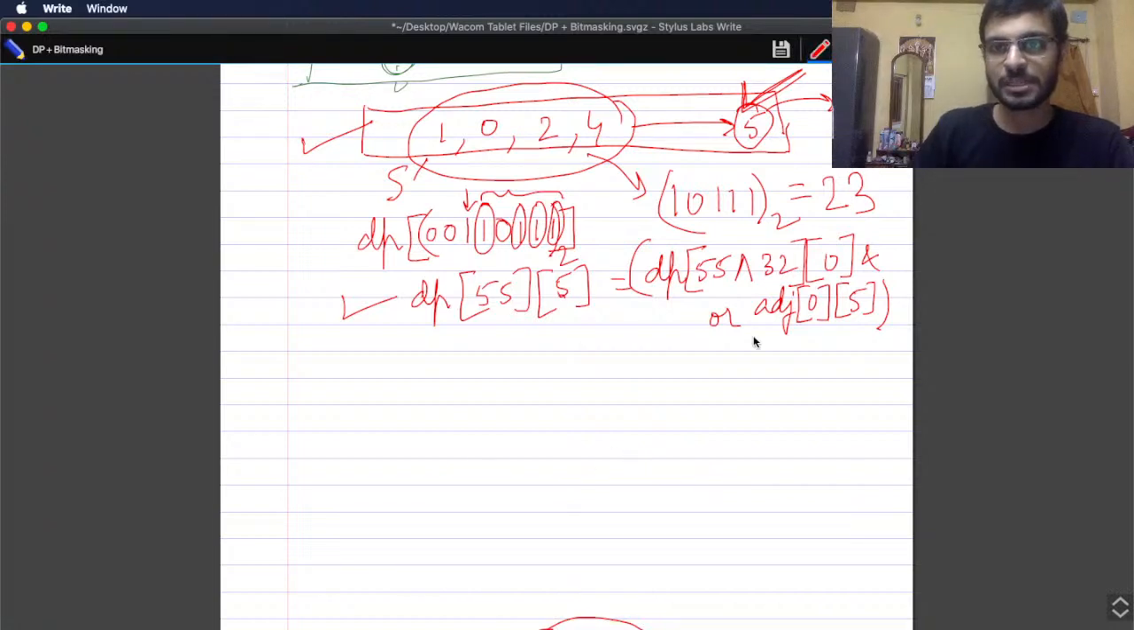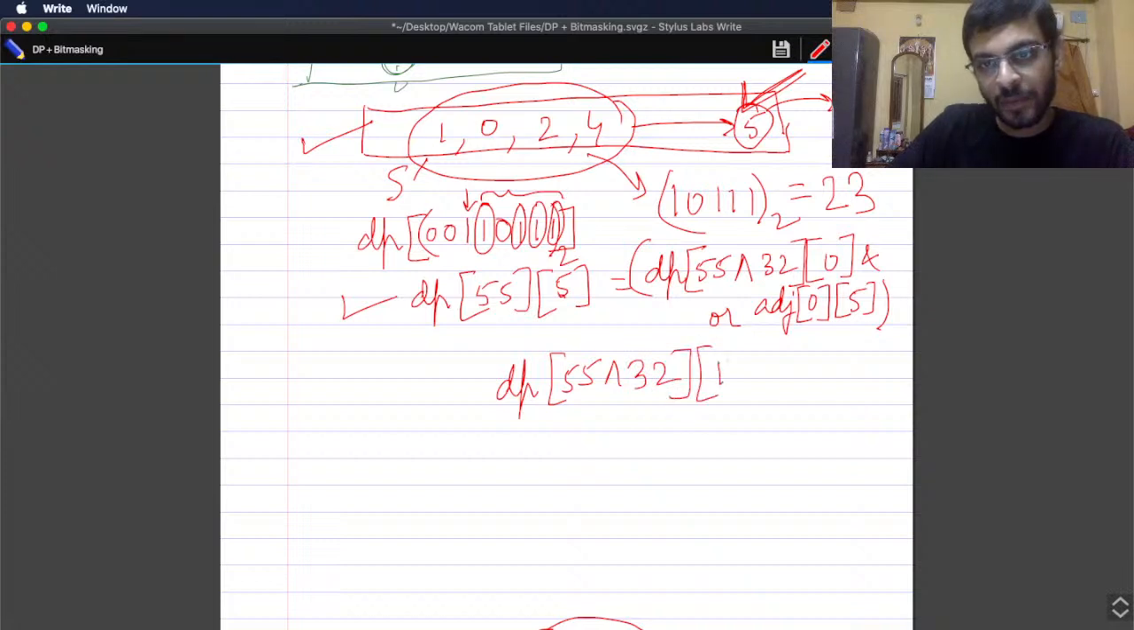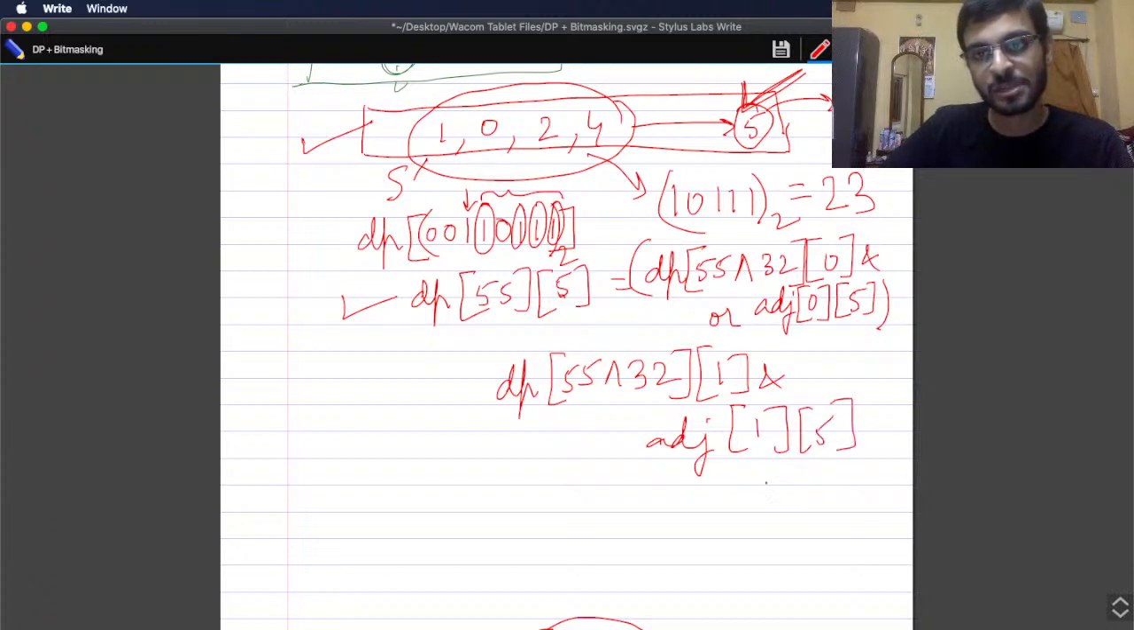दूसरे कुछ ऐसे possibilities हैं कि I can say that DP of 55 और 32, ये अगर हमारा 1 में एंड हुआ और 1 से अपना ये बंदा कनेक्टेड है, 1 से ये 5 कनेक्टेड है, तो हम कह सकते हैं कि हाँ, then it is possible. और ऐसे करके हम बाकियों के लिए भी कर सकते हैं, for 2 and 4.